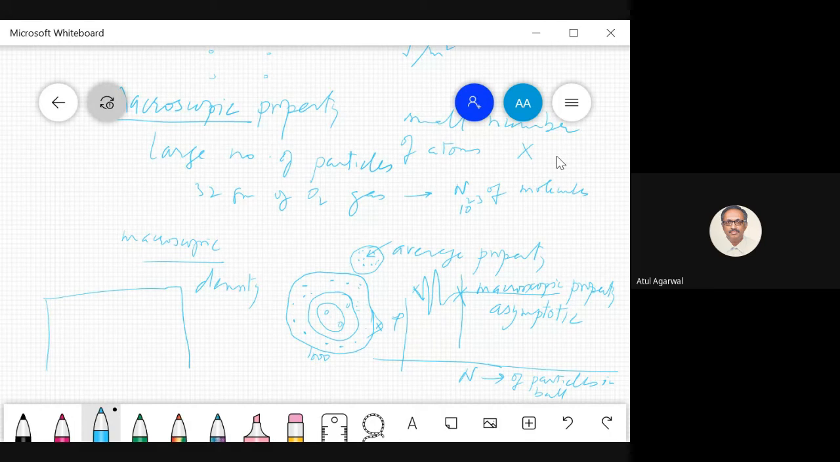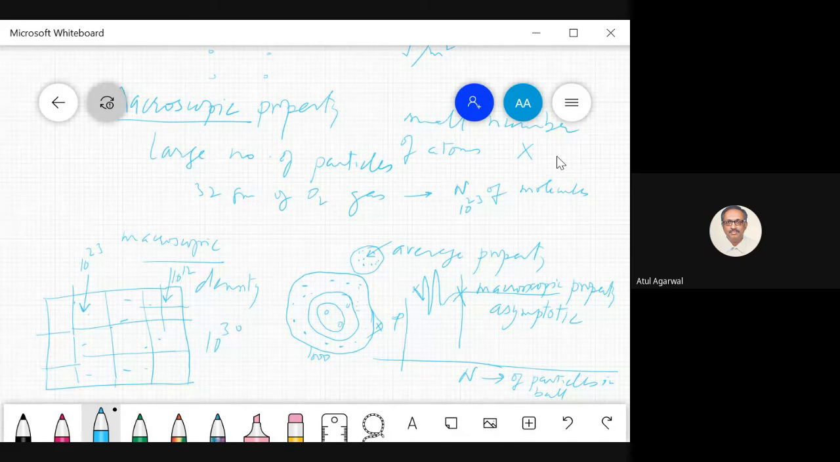Now you have a big volume, a room, for example. You see there are a large number of molecules in it, maybe of the order 10 power 30. Now you make small partitions in it. Even if this partition is small, it may be having a very large number of atoms. You make further partitions. Still it will be having a very large number. So each of them is having a large number of molecules or atoms.